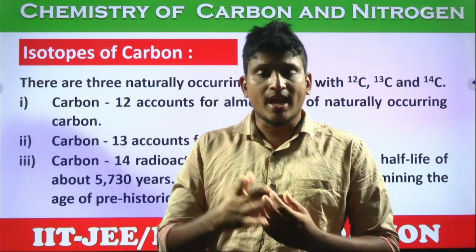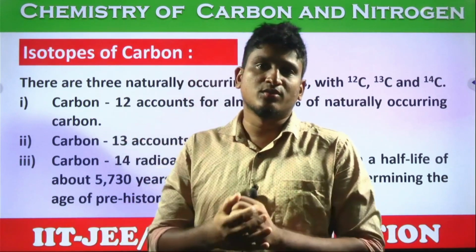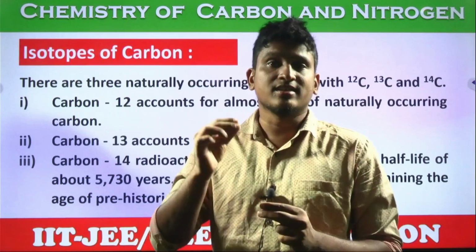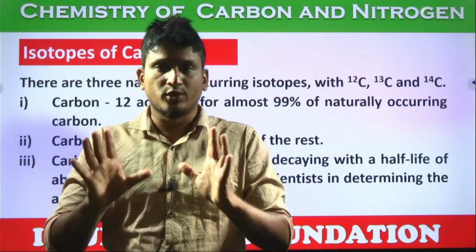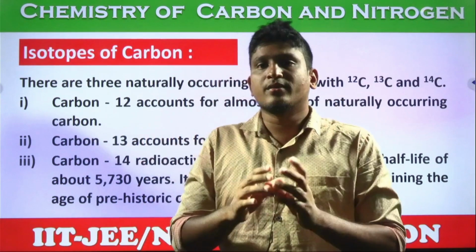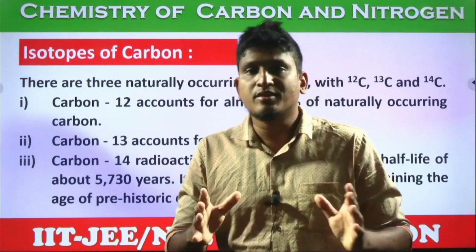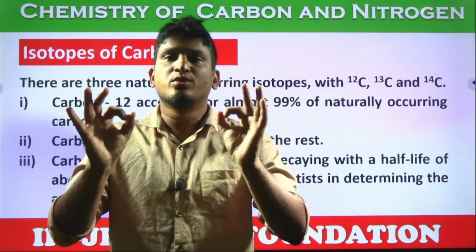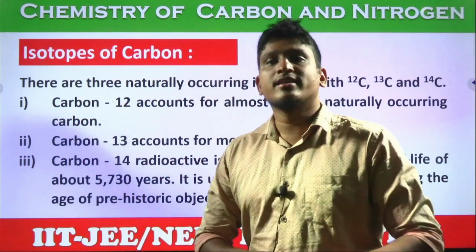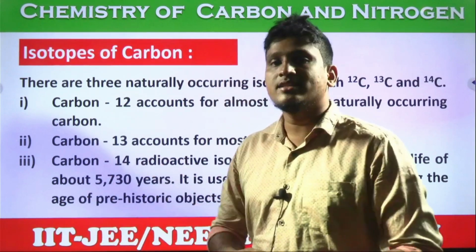But not only that, carbon is also available in C13 form. Not only C13, students, it is also available in C14 form. These are called isotopes. What do they differ by? Do they differ by atomic number? No. Do they differ by protons? No. Do they differ by electrons? No. What do all these isotopes differ by? They differ by the number of neutrons. C12 contains 6 neutrons, C13 contains 7 neutrons, C14 contains 8 neutrons.